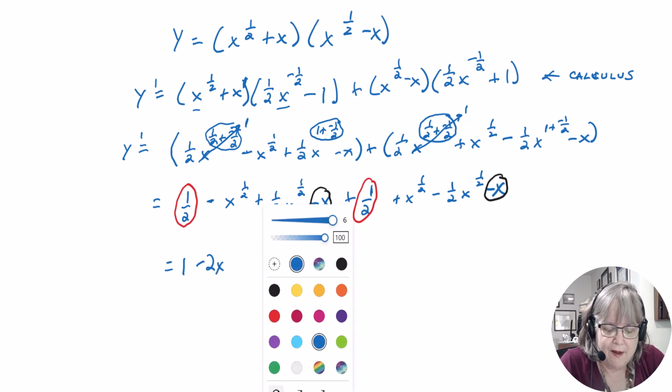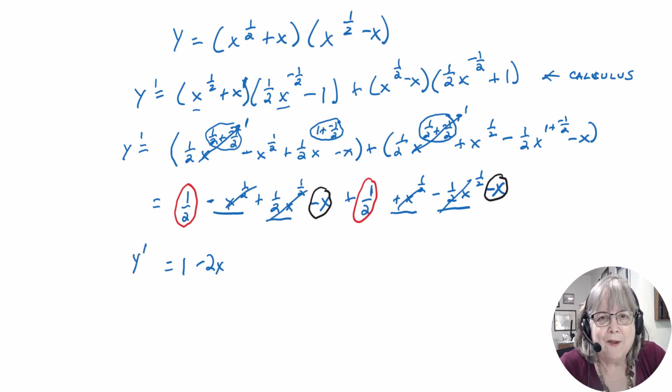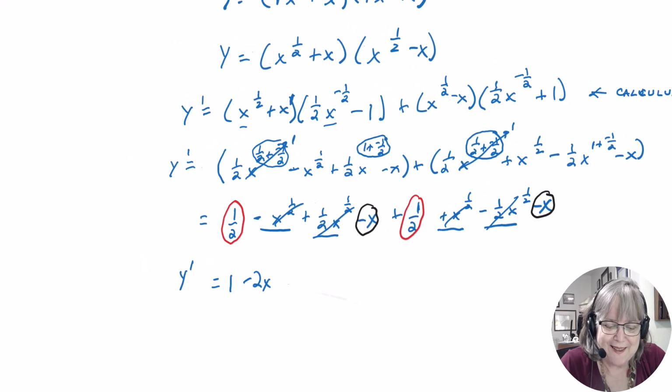And then here's a minus x to the 1/2 plus an x to the 1/2, so they cancel each other out. And here's a 1/2 x to 1/2 minus 1/2 x to 1/2, and those two cancel each other out. So these are all gone, and this is your y prime. And usually when you get a nice cleaned up answer like that, you go, I bet there was an easier way to do this.